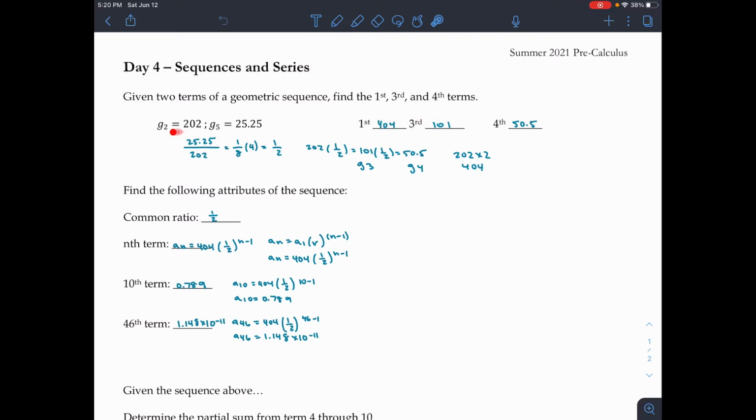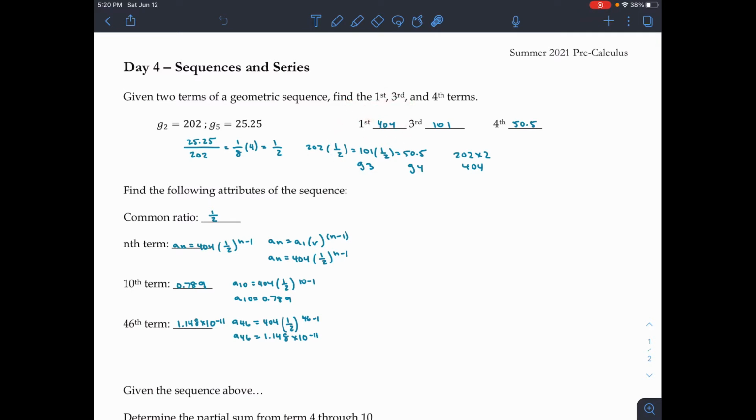So 202, the second one, and using that common ratio, multiplying it would give us the third term. So we have 202 times half equals 101, so that would be our third term. And then that third term times the common ratio would give us our fourth one. So 101 times half would equal 50.5, which is our fourth term.